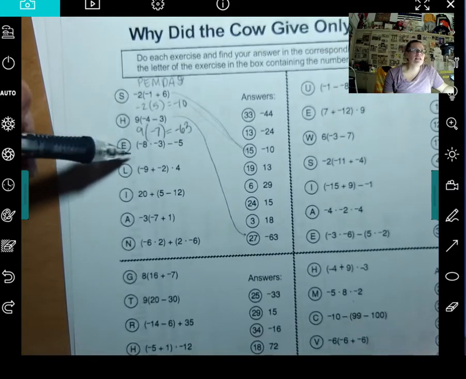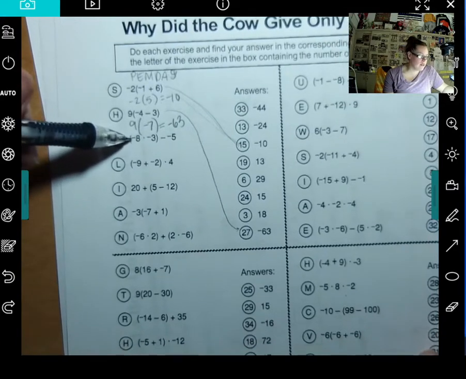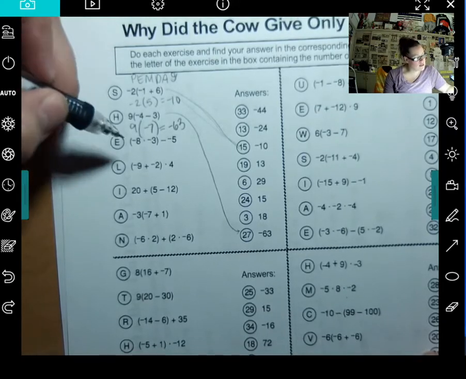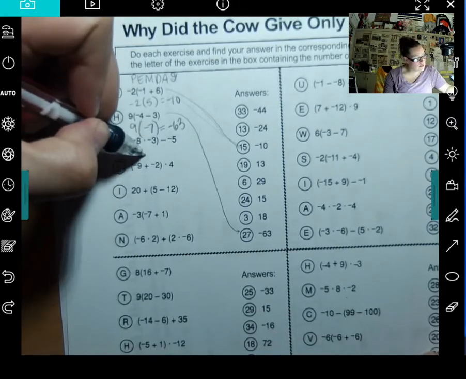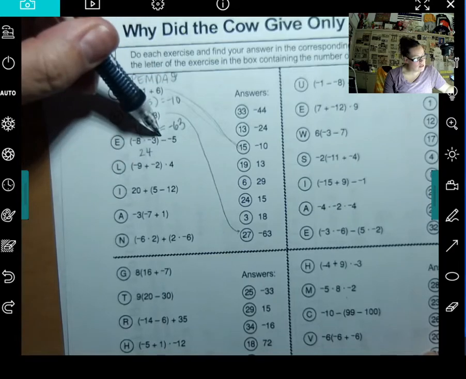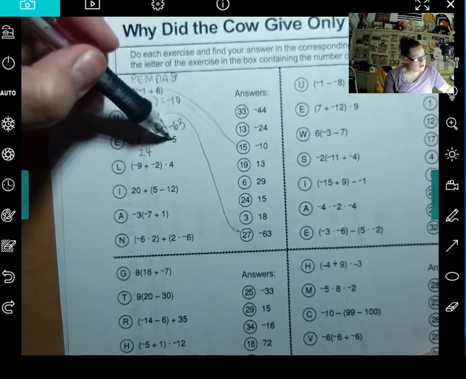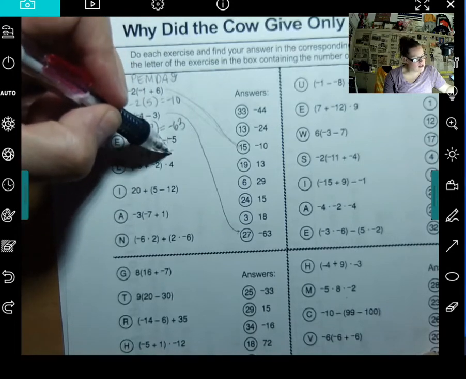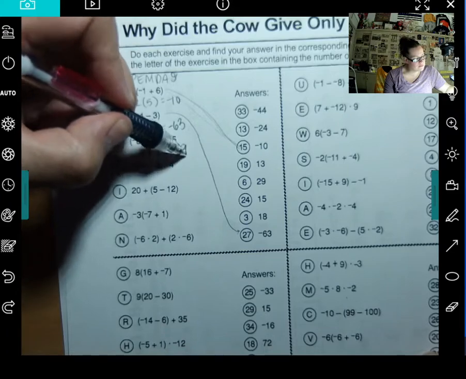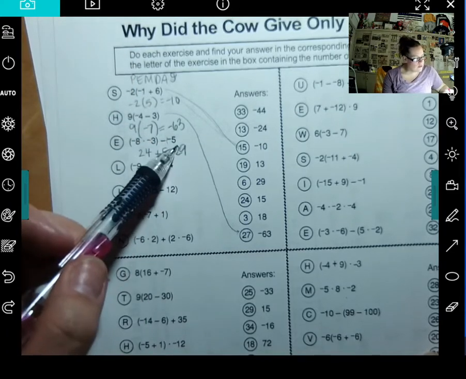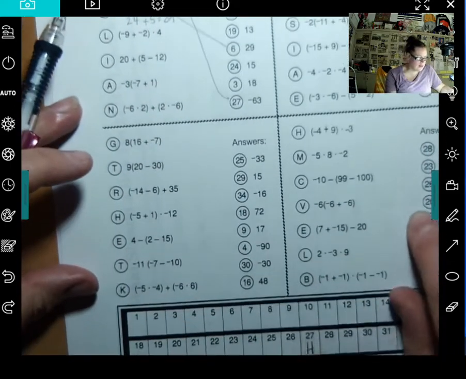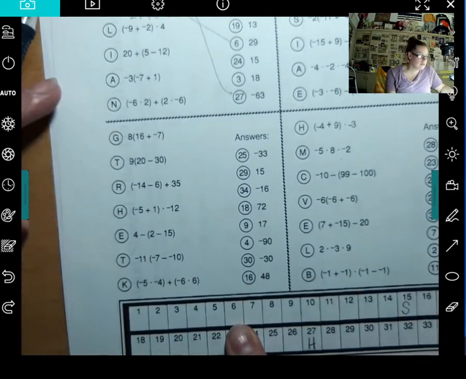This letter is E, -8 times the quantity of -3, and then minus -5. So we do the parentheses first. Negative times a negative is a positive, so 8 times 3 is 24. And then we have minus -5. Kind of looks like a plus sign, so we make it a plus sign. So 24 plus 5, and we get 29. So now we find an answer of 29, matches 6. So 6 is going to be an E.